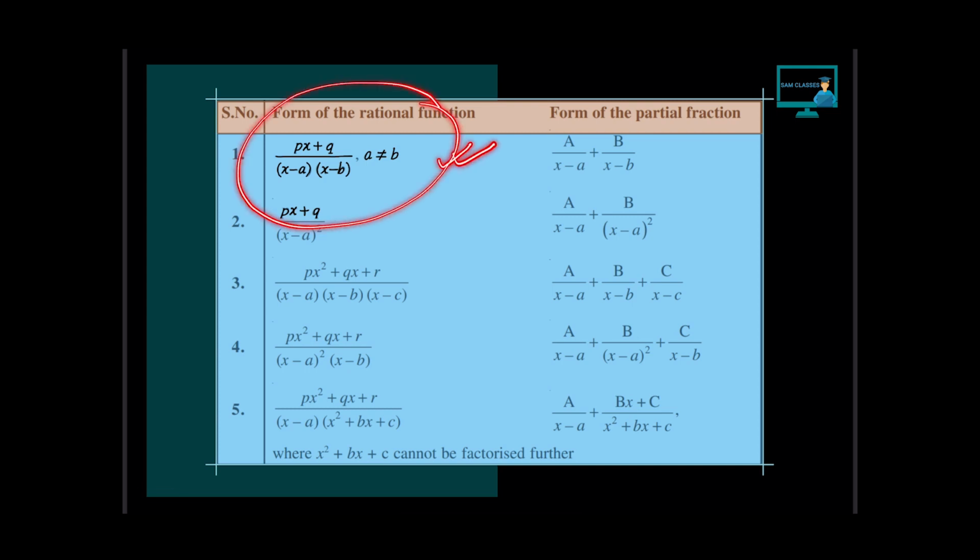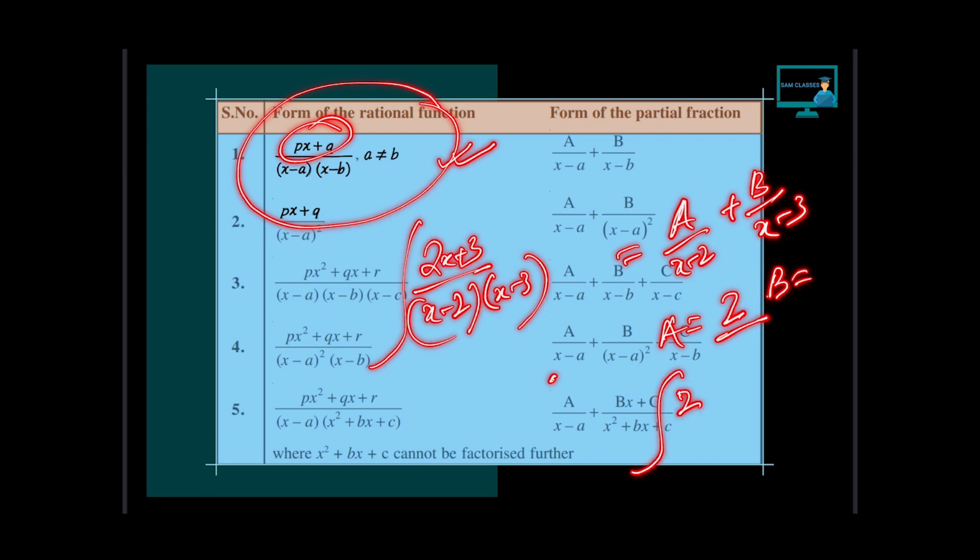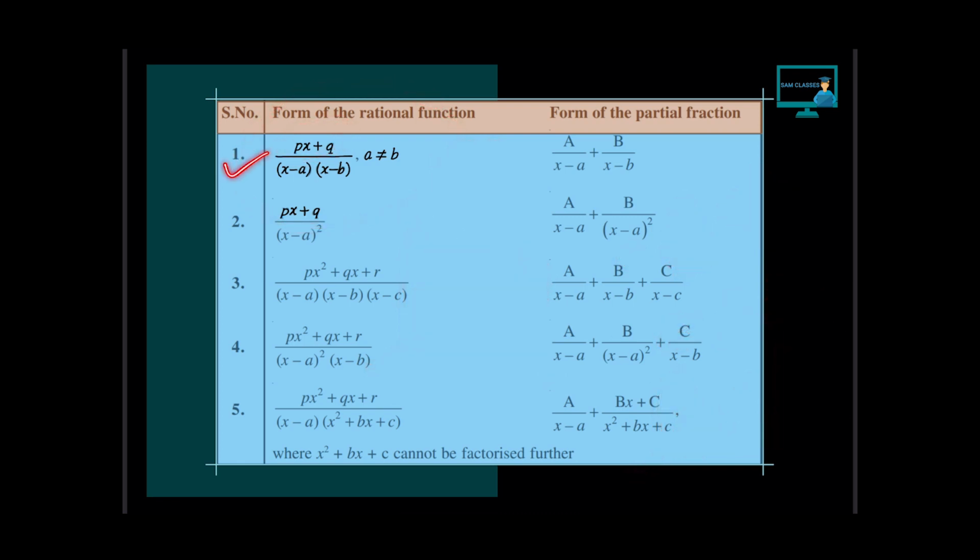Whenever we have something like integration of 2x plus 3 over x minus 2 times x minus 3, this whole thing we can write as a by x minus 2 plus b by x minus 3. Now we can find the values of a and b, and then we can integrate simply. Let's say 2 by, I'm just taking a random value, I'm not solving it here. Okay, and then you can integrate. I'm just showing these formulas are very important. While solving the PYQ, we'll show you how to apply it.